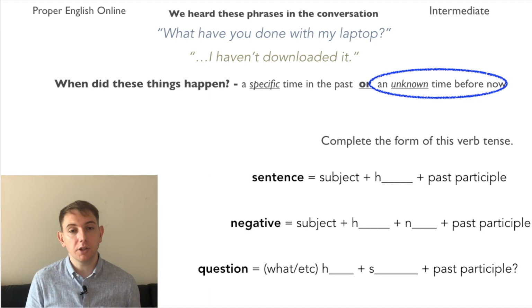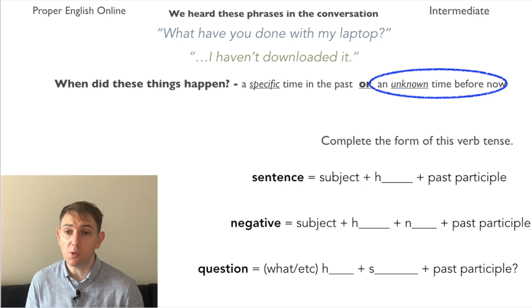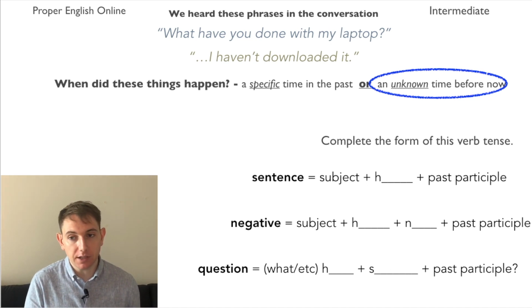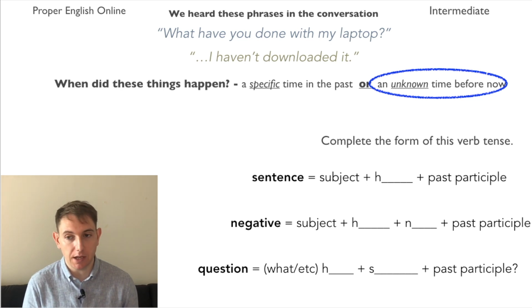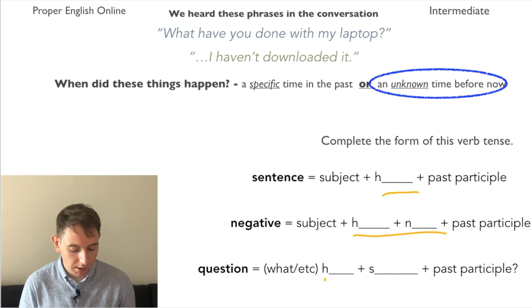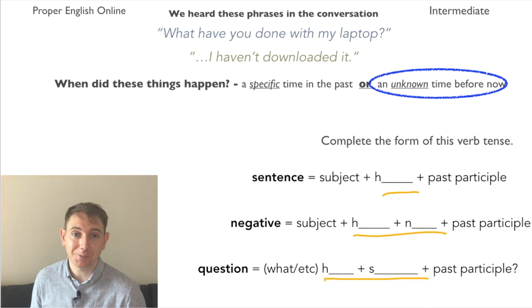Okay guys, now let's take a look at the form for these sentences. So we've got three kinds of sentences. We've got a regular sentence, a negative sentence, and we've got a question. Now quickly, let's take a look at these here and fill in the missing words. What word do we need to put here? So for example, for the regular sentence, we've got subject plus past participle. Which word should we put in the blanks? So pause this video, fill in the missing words here, here, and here. And we'll come back in a second.